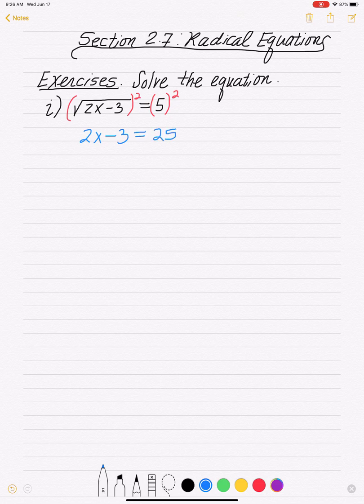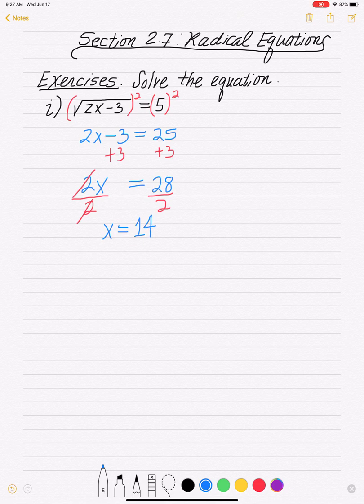So we've reduced this to a basic equation. From there, you just want to get the x by itself. First we get rid of the minus 3, so we add 3 to both sides. That gives us 2x on the left, and 25 plus 3 on the right is 28. Finally, we have to undo the multiplication by 2 on the x, so we divide both sides by 2. The 2's cancel, and we have x equals 14.